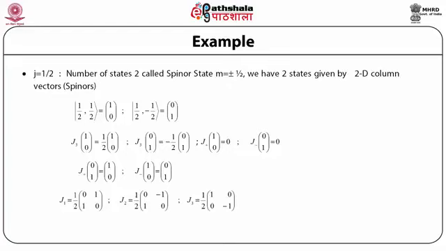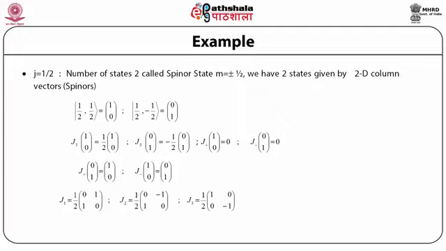Likewise, J minus acting on 0 1 is equal to 0, whereas J plus acting on 0 1 increases the value of M by 1, so from minus half to half. So J plus acting on 0 1 is 1 0, and J minus acting on 1 0 is 0 1.